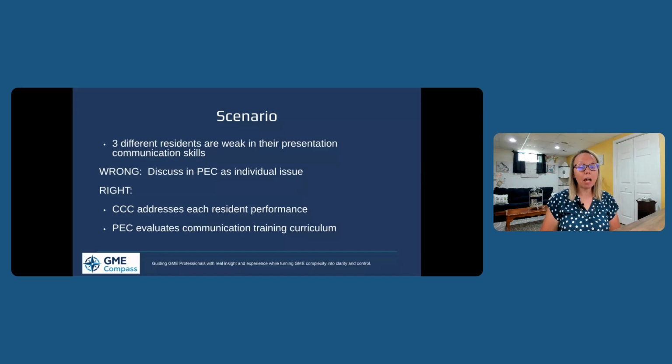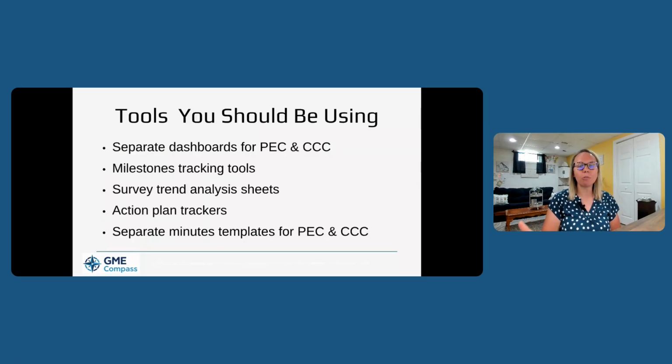But then at the same time, the PEC is going to evaluate, do we have a broader communication curriculum issue? Is there something that needs to be implemented? Is there something that needs to be changed or tailored within the program? Because are we starting to see a trend? And that's the distinction that's really critical.